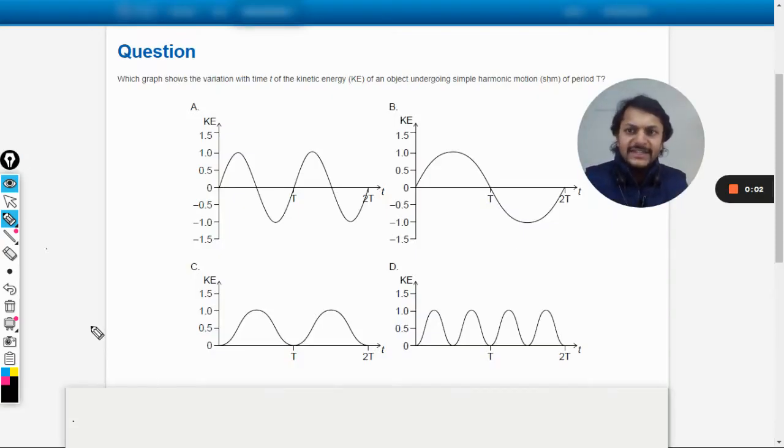Okay, dear students, let us see how to do this question. Which graph shows the variation with time t of the kinetic energy of the object undergoing simple harmonic motion of time period capital T? Now, time period is also given in this question.